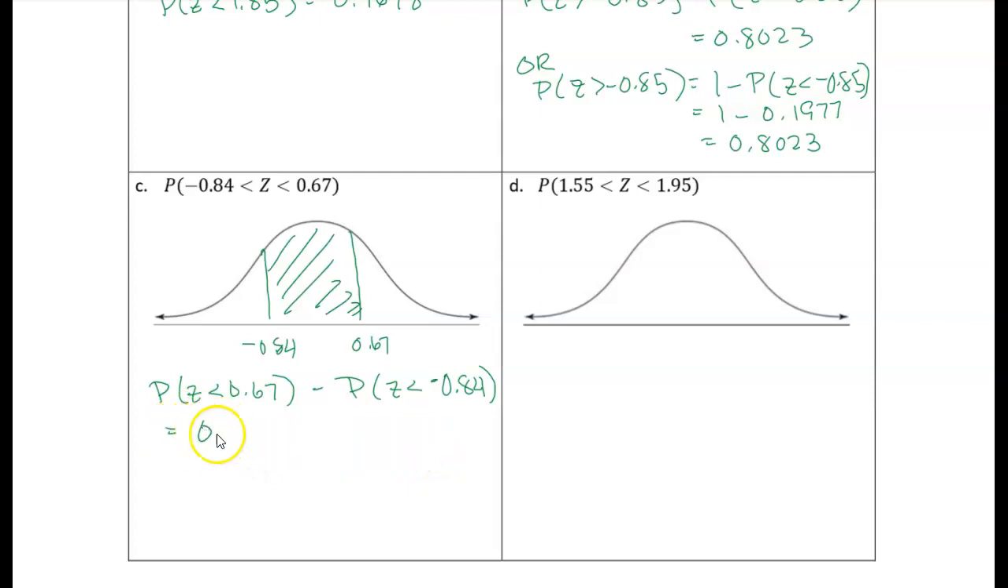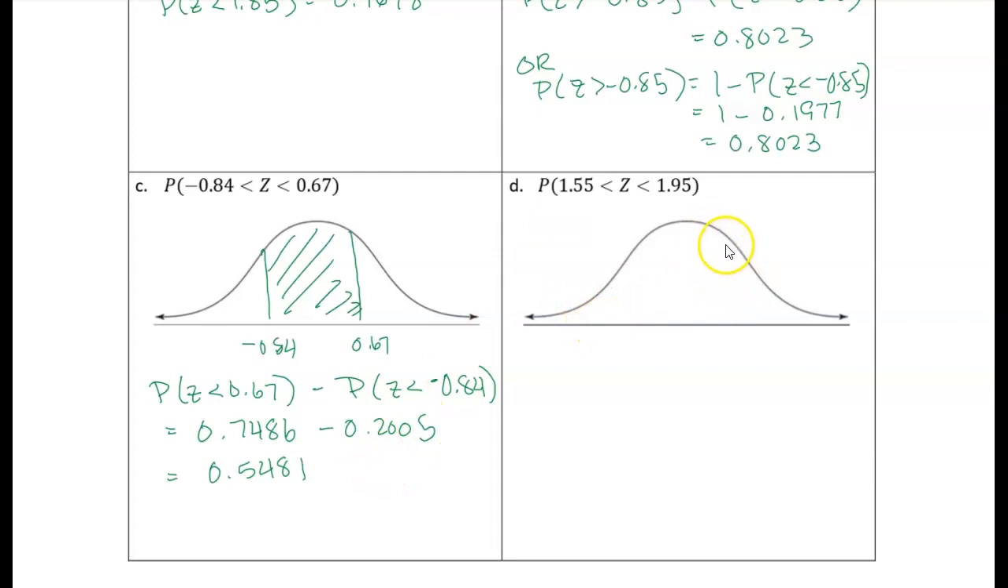So we just need to look up those values. We get 0.7486 when you look the first one up, and 0.2005. The difference between those two is 0.5481.